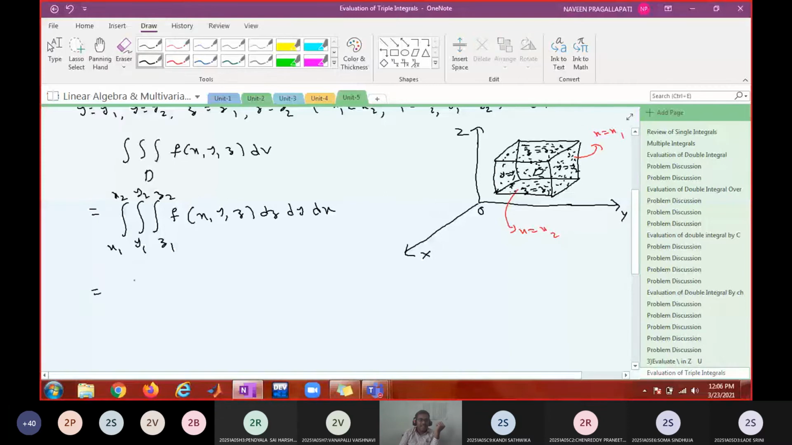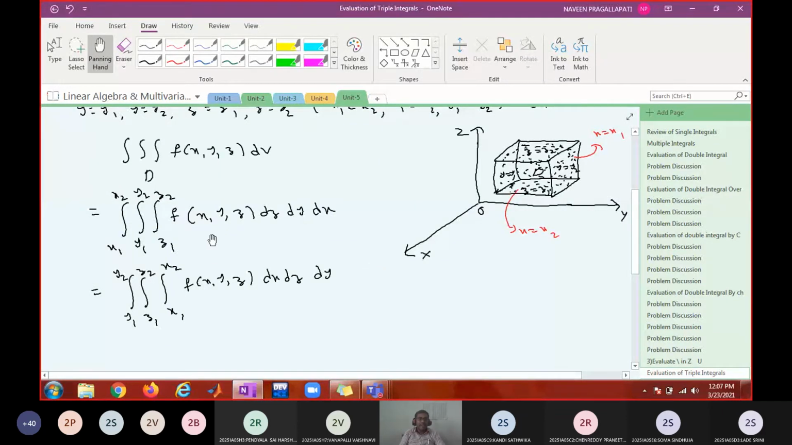Similarly, if I write the order like this, f of x, y, z dx dz dy, what will be the limits of integration here? x varies from x1 to x2, z varies from z1 to z2, y varies from y1 to y2. Is that okay? Changing the order of integration is very easy on a cuboidal region. When you change the order, you correspondingly interchange these integrals. That's it.